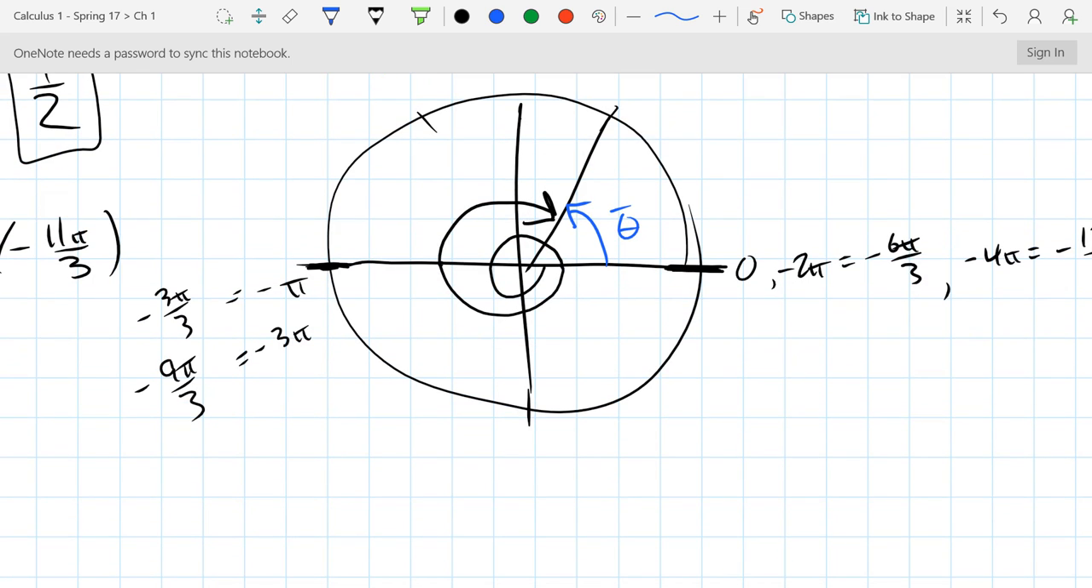I could write an equation relating theta and theta bar. Looks like if I subtracted them carefully, I might get negative 4 pi, something like that. But I'm not going to worry about that. Let's just use intuition to measure theta bar.